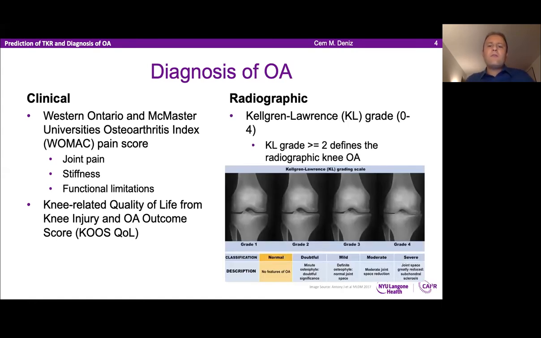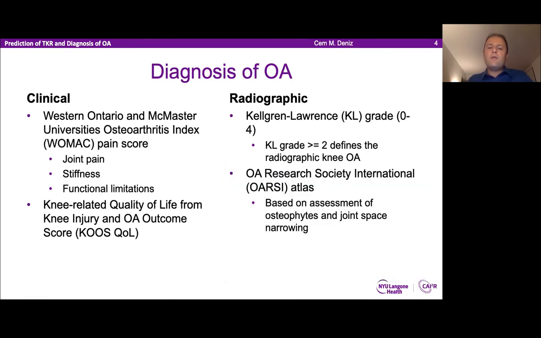When we get the radiographic diagnosis of osteoarthritis, there is a grading scheme defined, the Kellgren-Lawrence grading scheme. Depending on the severity of disease, it can go from grade 0 to 4. Grade 0 means normal, no features of osteoarthritis, and when we go to severe cases, the grade increases. To define radiographic knee osteoarthritis, the KL grade should be 2 or more. In a separate system, the OARSI Atlas, this kind of radiographic assessment is done based on assessment of osteophytes and joint space narrowing.